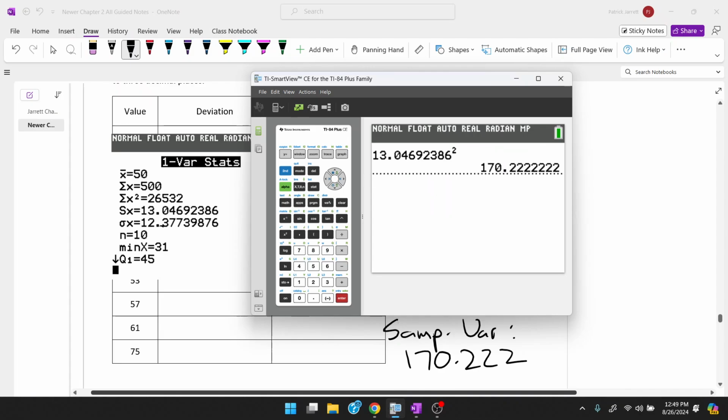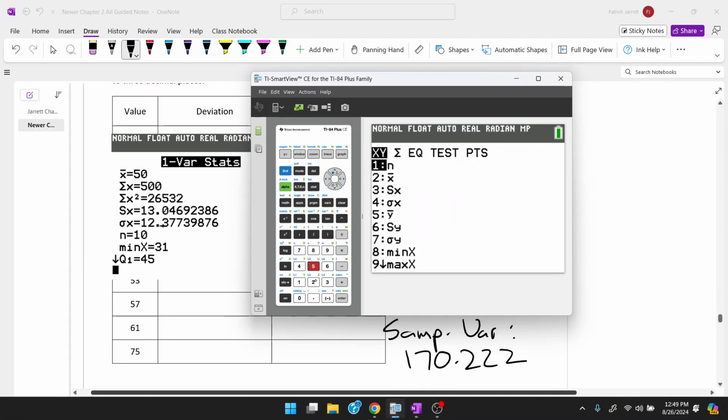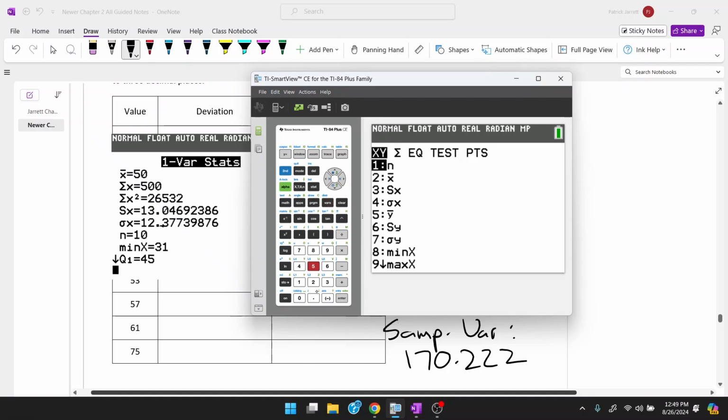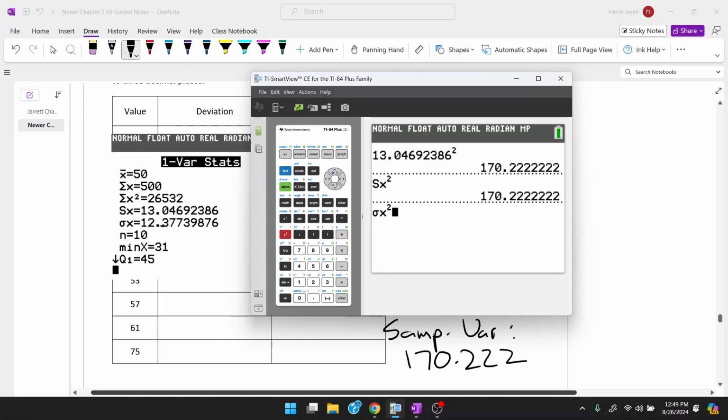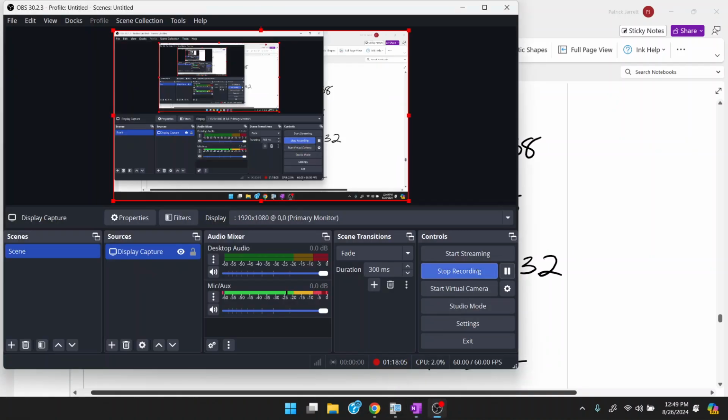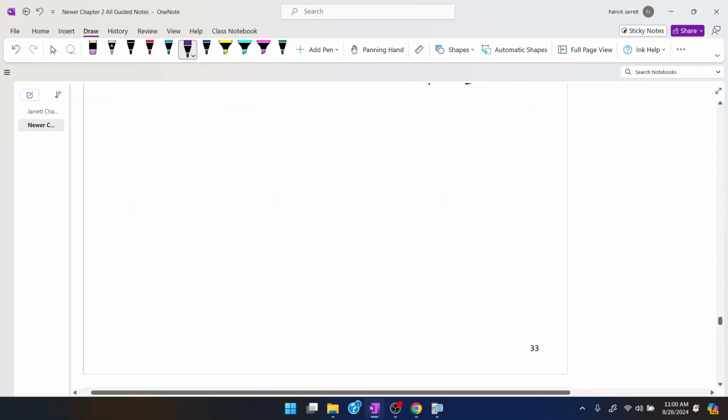And I could type in all of that, or I could just go to statistics and do this, get the same thing. You can also go to statistics and get the population variance of 153.2. All right, so that's going to do us for test.